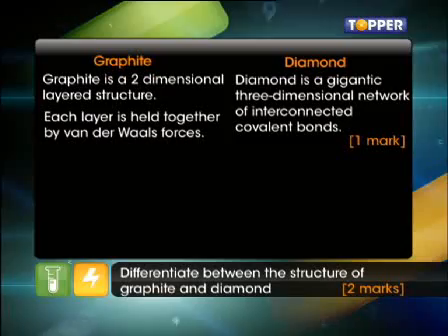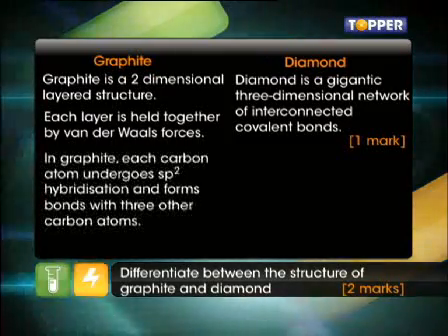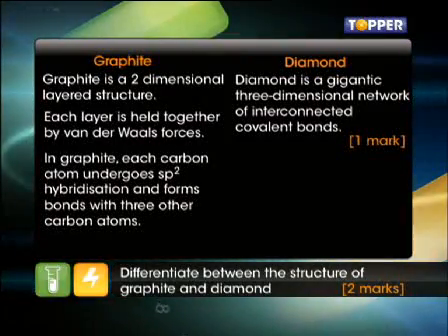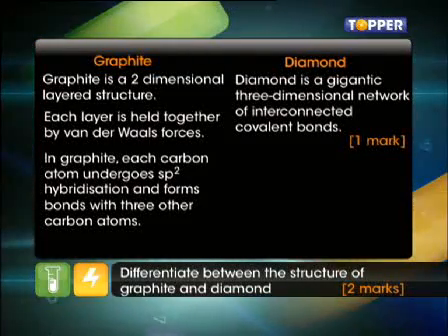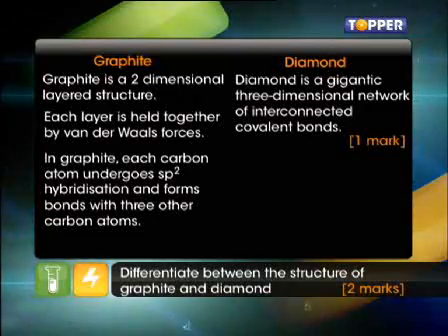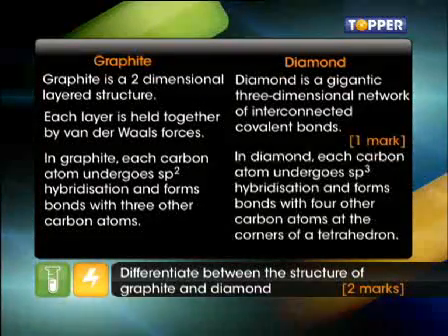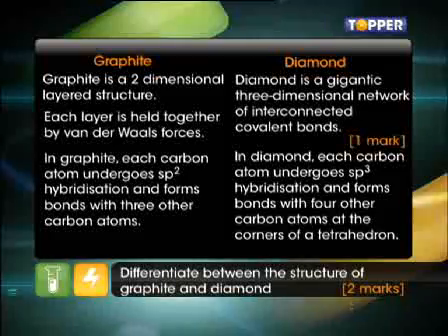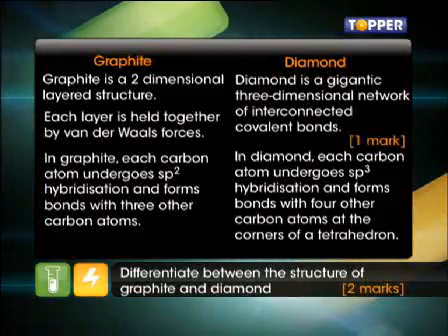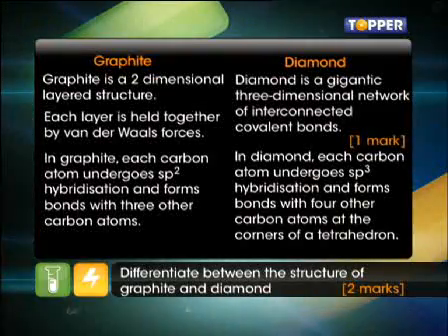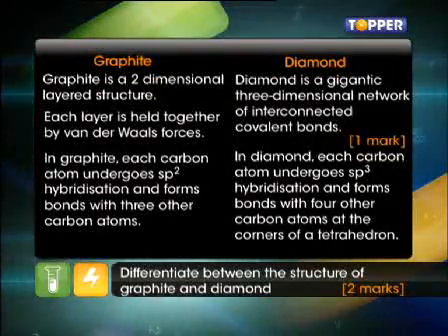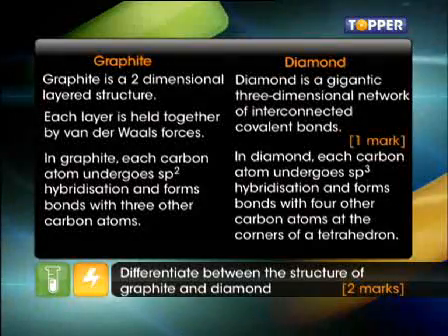For the second point, write that in graphite, each carbon atom undergoes sp2 hybridization and forms bonds with 3 other carbon atoms. In diamond, each carbon atom undergoes sp3 hybridization and forms bonds with 4 other carbon atoms at the corners of a tetrahedron. This difference will fetch you another 1 mark.